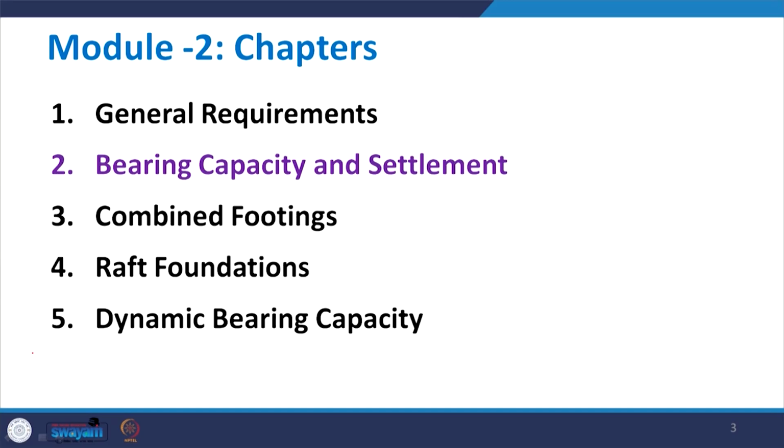So, I welcome you here for this NPTEL course on earthquake resistant design of foundations, and this is the fifth lecture on this course, which is on shallow foundation. As we discussed, the course is in 5 modules, and we are under the second module, which is on shallow foundations. Under the second module, we are discussing the second chapter, which is bearing capacity and settlement. We have already discussed in the last 2 lectures in detail about bearing capacity and about the settlement also.